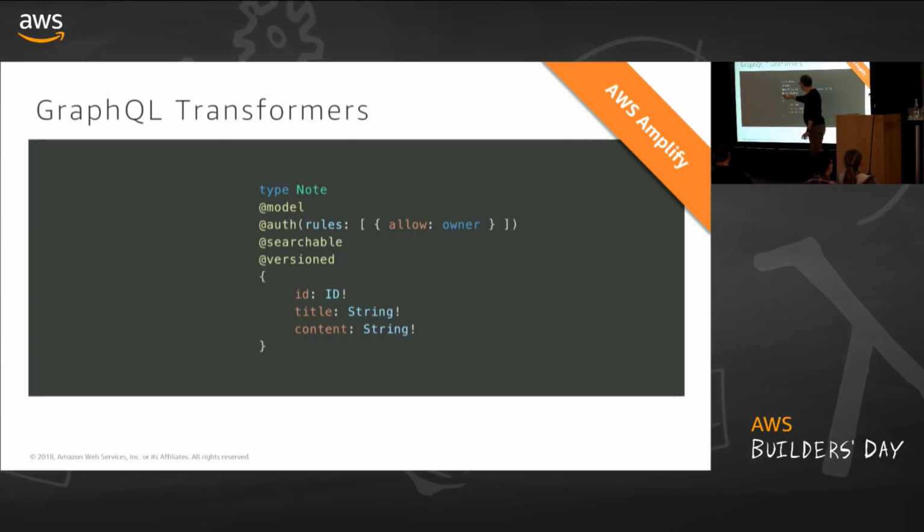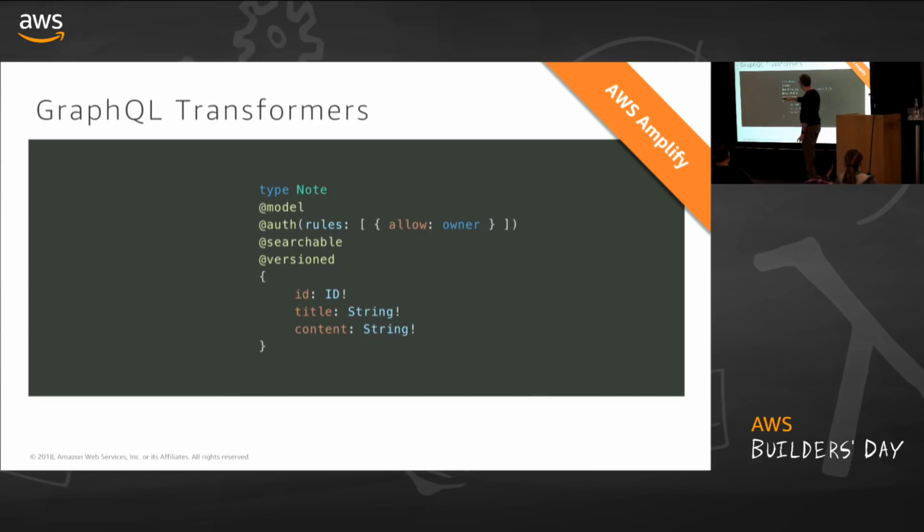If you add @searchable, it means that we will automatically replicate the DynamoDB table to Elasticsearch, as I described before, and then we will create the queries so that you can do full search on Elasticsearch, but it's completely transparent for the client because we will automatically redirect some queries to DynamoDB and some to Elasticsearch.